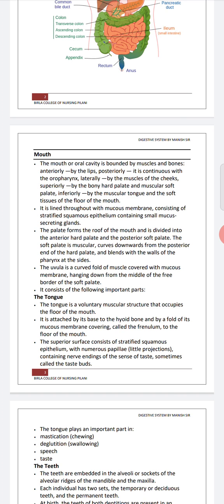As you can see in your notes, the mouth or oral cavity is bounded by muscles and bones. The mouth is closed anteriorly by the lips. Posteriorly, it is continuous with the oropharynx. Laterally, it is enclosed by the muscles of the cheek. Superiorly, by the bony hard palate and soft palate. Inferiorly, by the muscular tongue and the soft tissue of the floor of the mouth.